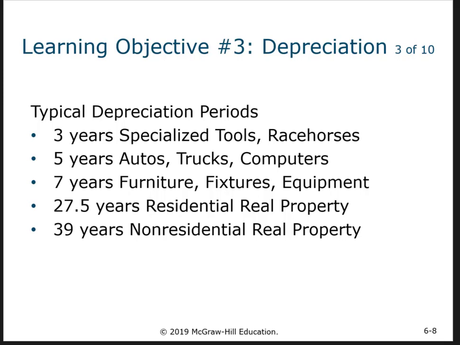27 and a half years is for residential real property. So you're renting to individual families, that sort of thing. That's residential, where they live. And non-residential, 39 years. Okay, remember those last two. Those are going to use straight line, mid-month. Okay, but non-residential is commercial, like stores or restaurants, that sort of thing, as a non-residential real property.